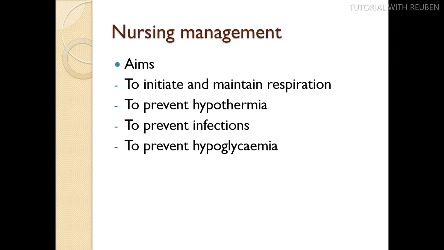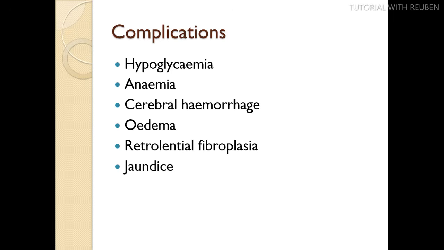Okay, so that is the management that follows. That is the subsequent management. Now after management, we can look at the complications. Let's look at the complications of prematurity. One of those complications is hypoglycemia. Hypoglycemia is due to poorly developed glycogen stores and poor feeding.